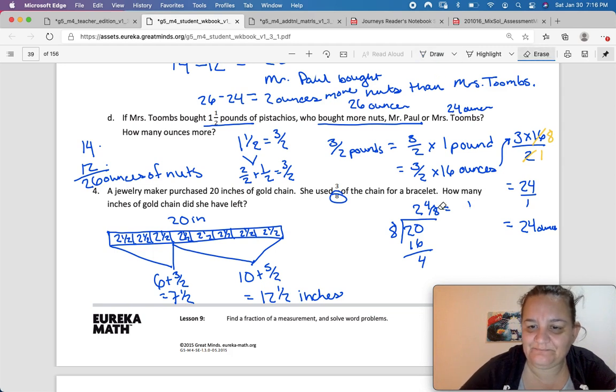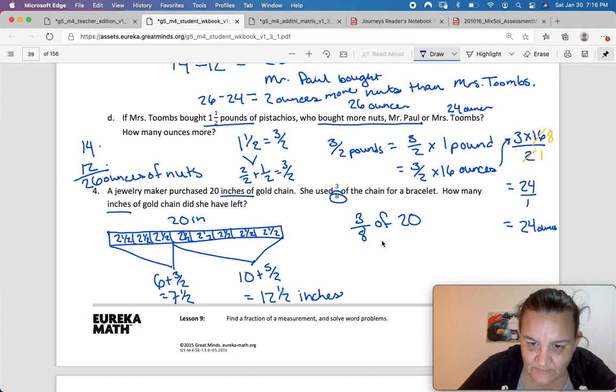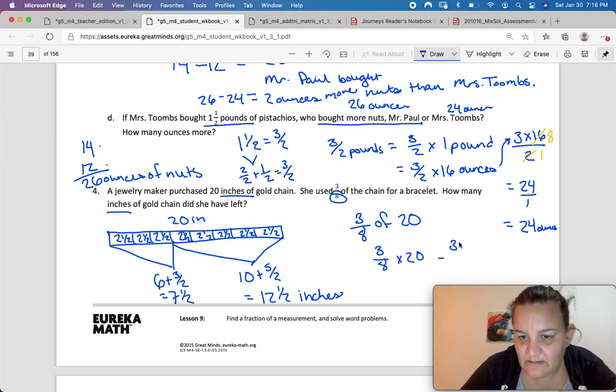If you would prefer, we could multiply. Let me erase this. Let's just do it as an equation so you guys can see. Okay. So 20 inches of gold chain. 3/8 of 20 inches. And we don't have to actually convert because the question is asking us for inches. So 3/8 of 20. Well, that's just 3/8 times 20, which equals 3 times 20 over 8. Okay. I don't see a common denominator here. Not immediately. There are ways to do it. We could decompose this 20 into 10 times 2 or 4 times 5. But that's not really going to get us where we want to be right now. So let's just do the math.